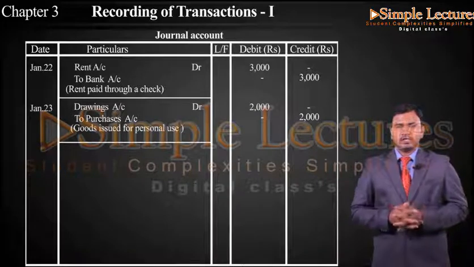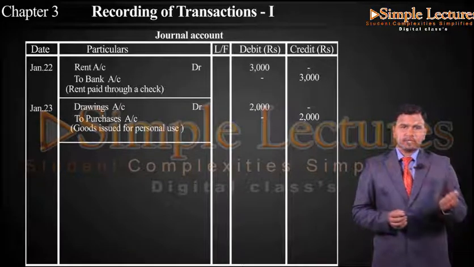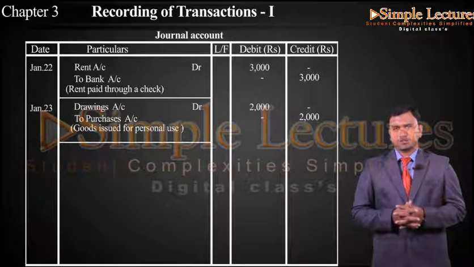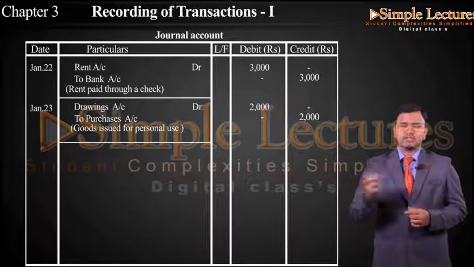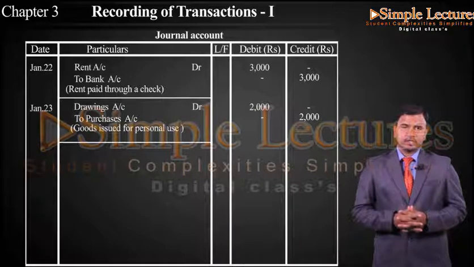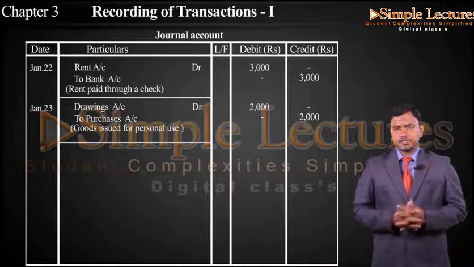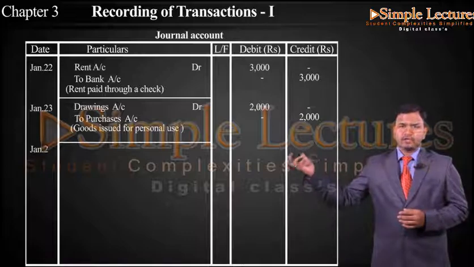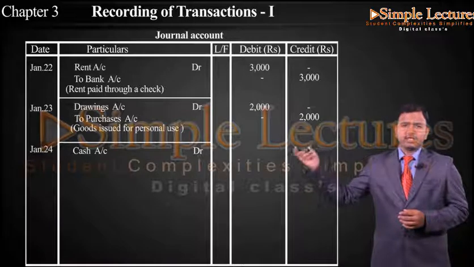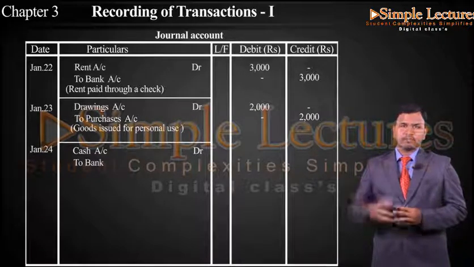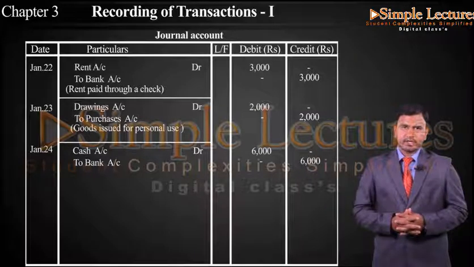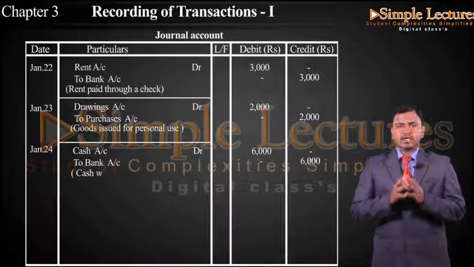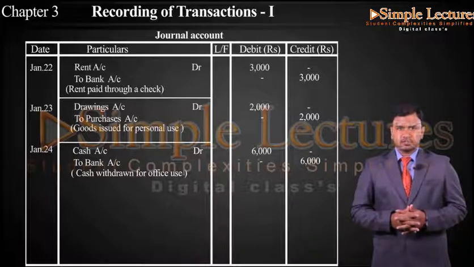Here the real account rule applies: debit what comes in, credit what goes out. So here the cash is entering into the business, and since it is taken from the bank, the bank will be credited. Let us take the journal entry for this. Jan 24th, the entry will be cash account debtor to bank account, 6,000 debit and 6,000 credit. Narration: being cash withdrawn for office use.